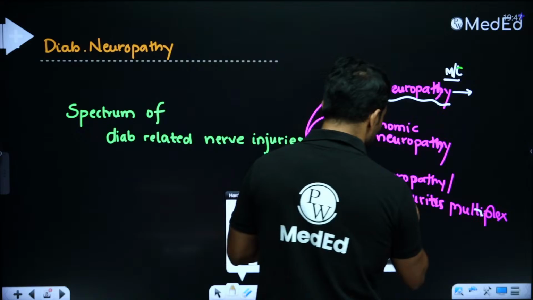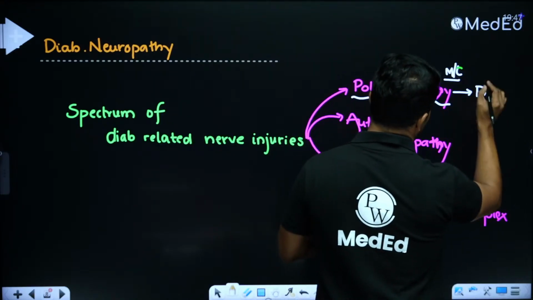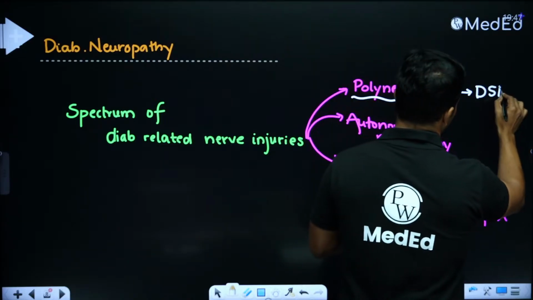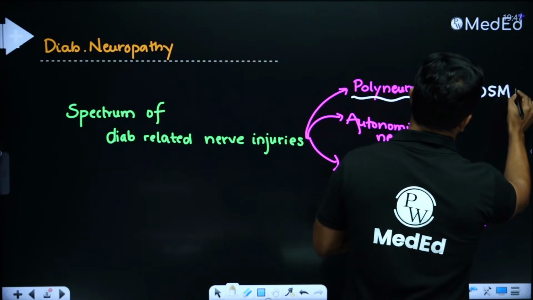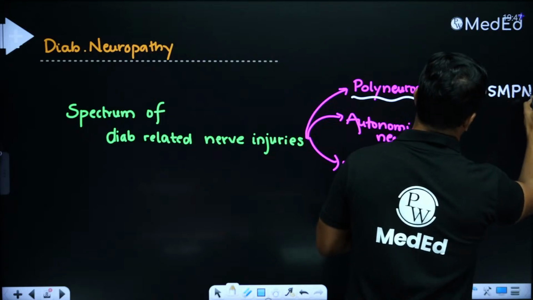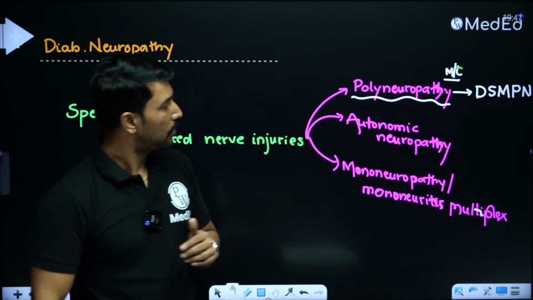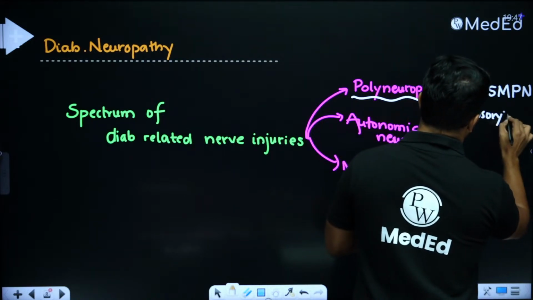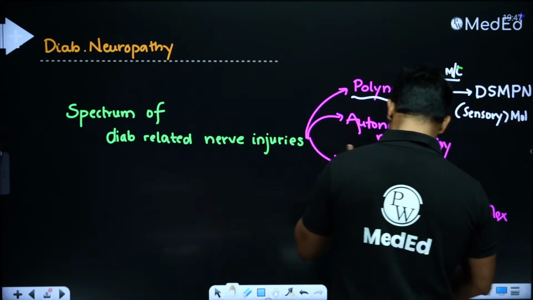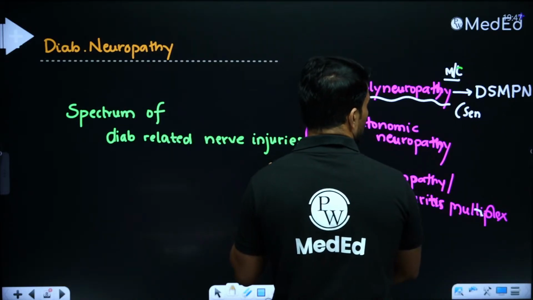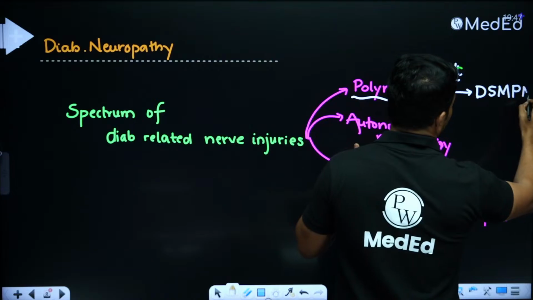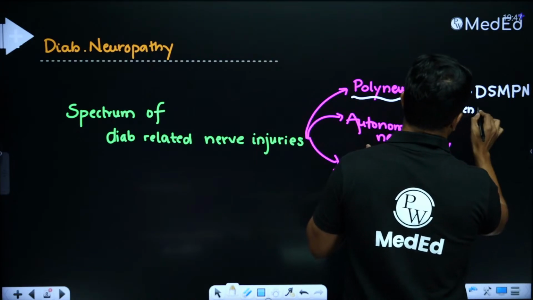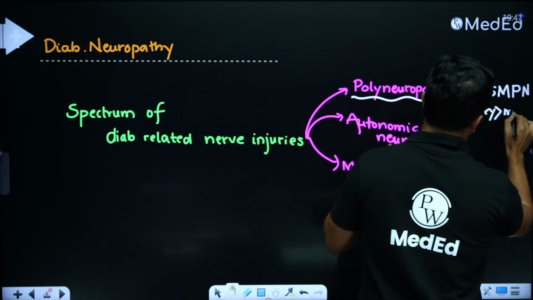So we end up getting something called distal sensory motor polyneuropathy. Within that, sensory gets affected first, before the motor nerves get affected. So now tell me, distal sensory motor polyneuropathy, with sensory involvement happening earlier than motor.